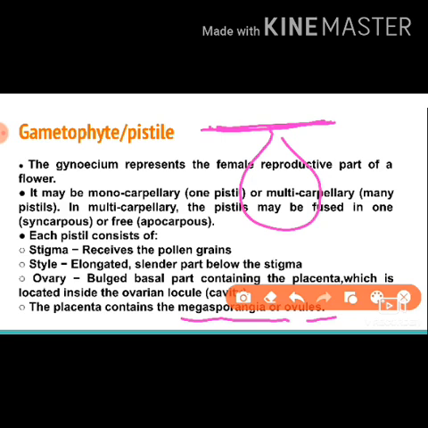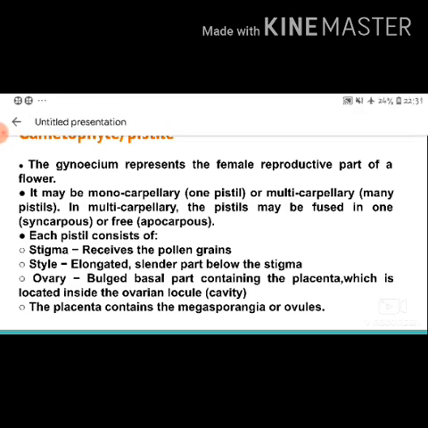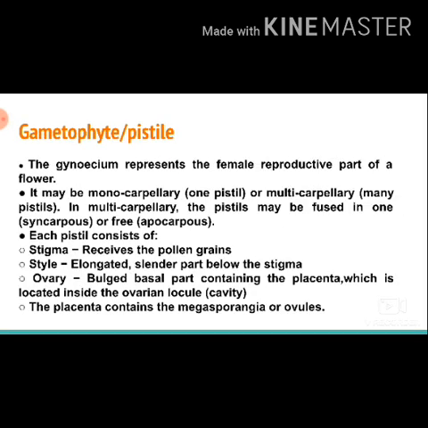Just see here, inside the ovary there is a presence of locules. Those locules we call ovarian locules, and inside the ovarian locules there is a presence of ovules, and inside the ovules there is a presence of embryo sac. Okay, understood? This is the gynoecium or pistil. Very simple, already studied in the first year.